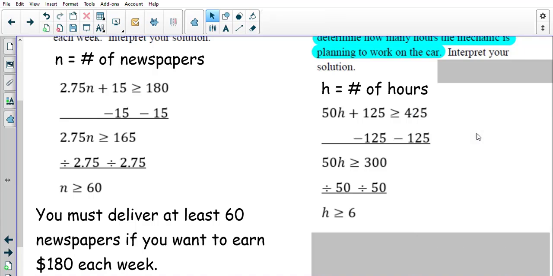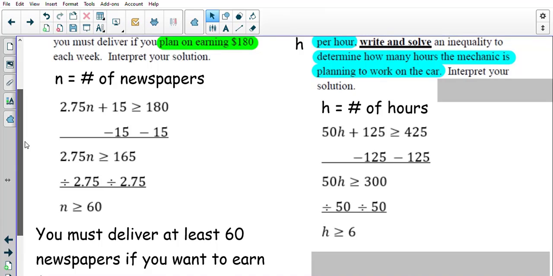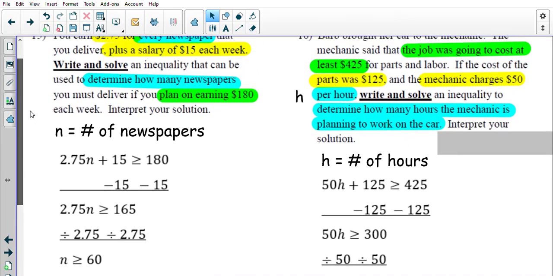Now don't go anywhere yet because we need to interpret our solution. I also did put an extra practice or independent practice problem in this video so that you can take a look at that as well on your own, because I think it's important to get that practice. And it's going to be very similar to this question.